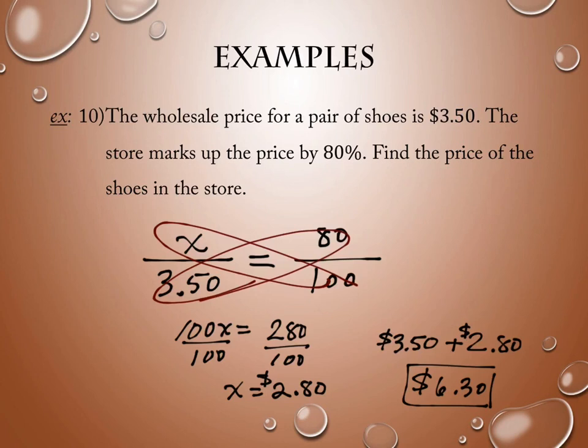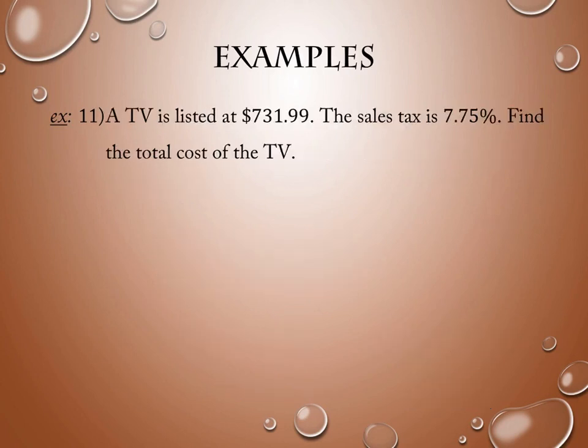All right, I have one more example for you. We have just barely enough time left. TVs. Well, actually it's sales tax, but it's a TV. So we have a TV that's listed at $731.99. The sales tax is 7.75%. Find the total cost of the TV.